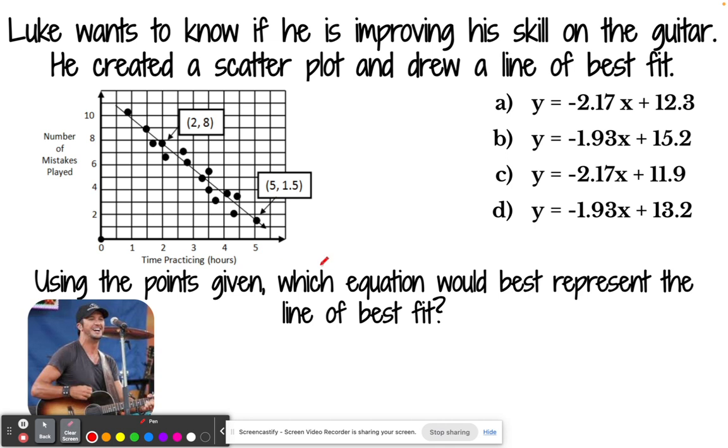Okay, Luke, you might recognize him, wants to know if he's improving his skill in the guitar. He created a scatter plot and drew the line of best fit. If you just looked at this, you might think, oh, he's not getting better, but pay attention to what the axes are. This one says number of mistakes, time spent practicing. So the more he practices, the fewer mistakes he makes. So that is an improvement.